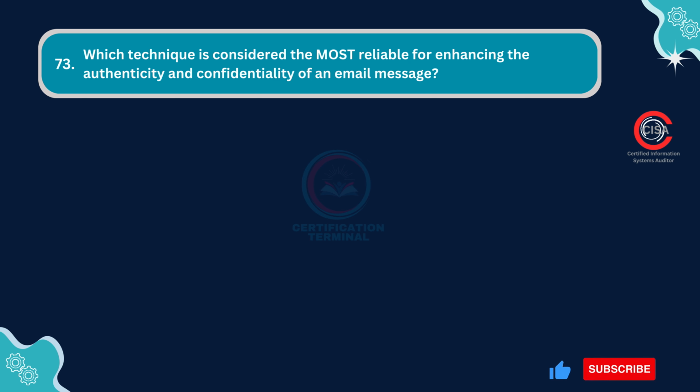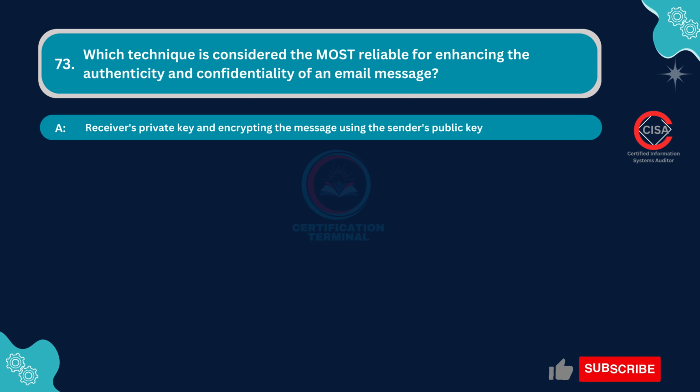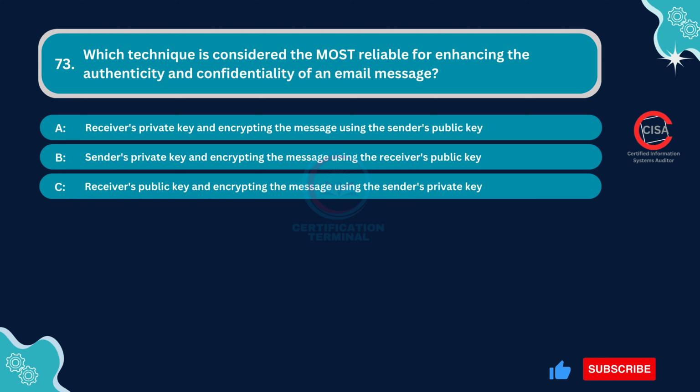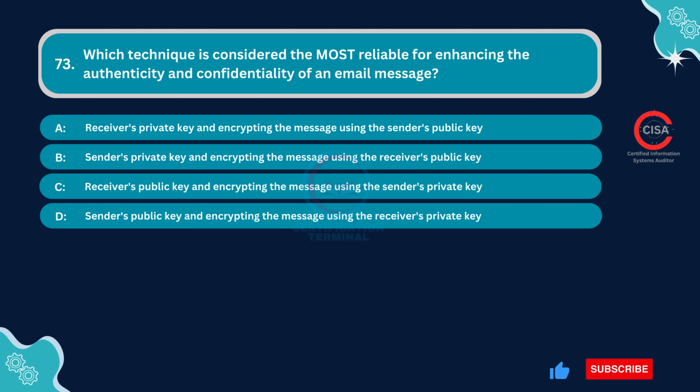Question number 73. Which technique is considered the most reliable for enhancing the authenticity and confidentiality of an email message? Option A, receiver's private key, and encrypting the message using the sender's public key. Option B, sender's private key, and encrypting the message using the receiver's public key. Option C, receiver's public key, and encrypting the message using the sender's private key. Option D, sender's public key, and encrypting the message using the receiver's private key. The correct answer is Option B, sender's private key, and encrypting the message using the receiver's public key.